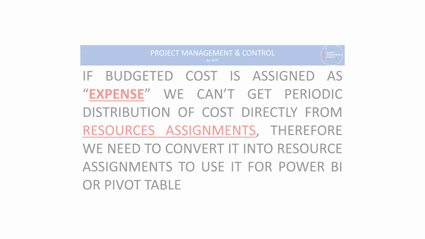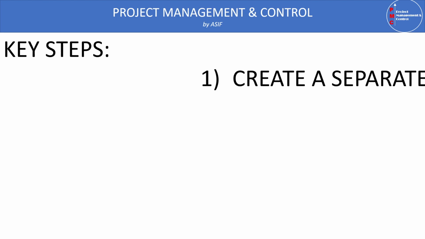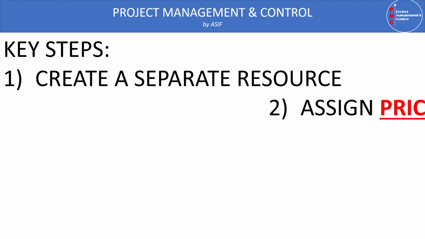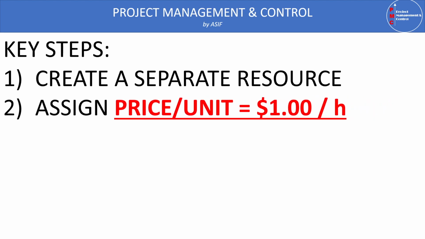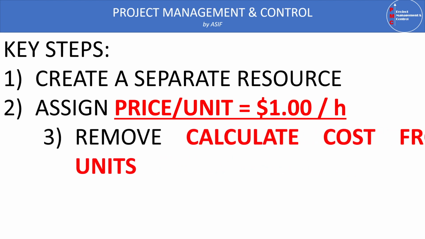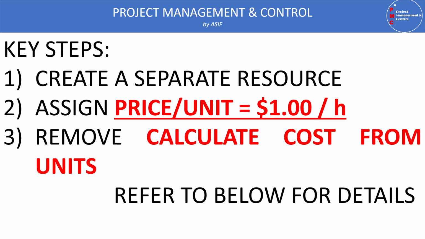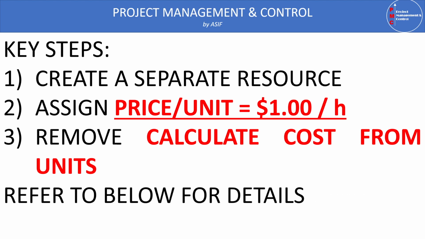So let's see what the key steps are when converting our project expenses into resources. Number one is that we need to create a separate resource for the cost and call it any name or ID as you feel appropriate. Then the most important item is that we need to assign the price per unit as $1 per hour, and we have to remove the checkbox from calculate cost from units.